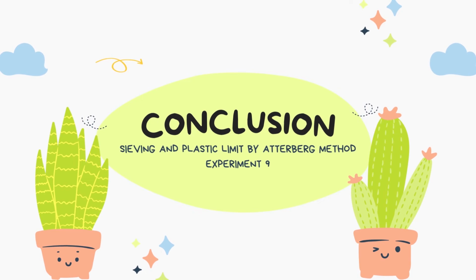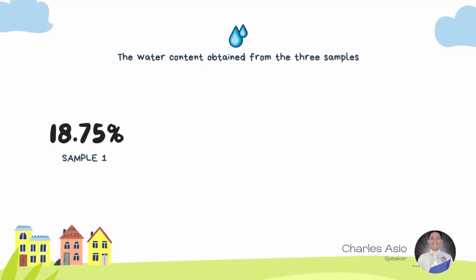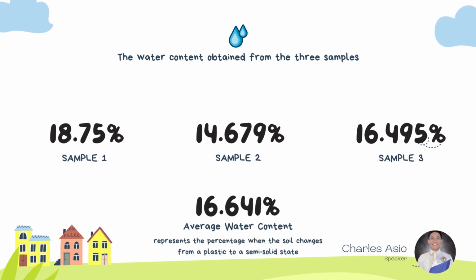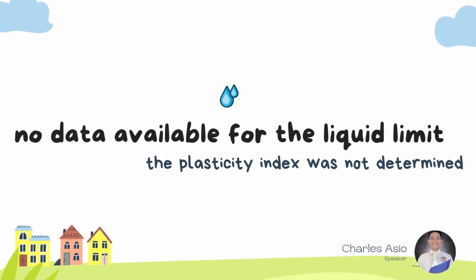The water content obtained from the three samples were the following: 18.75%, 14.679%, and 16.495% respectively. Based on the data, the average water content is 16.641%. This value represents the percentage when the soil changes from a plastic to a semi-solid state. However, since there is no data available for the liquid limit, the plasticity index was not determined.